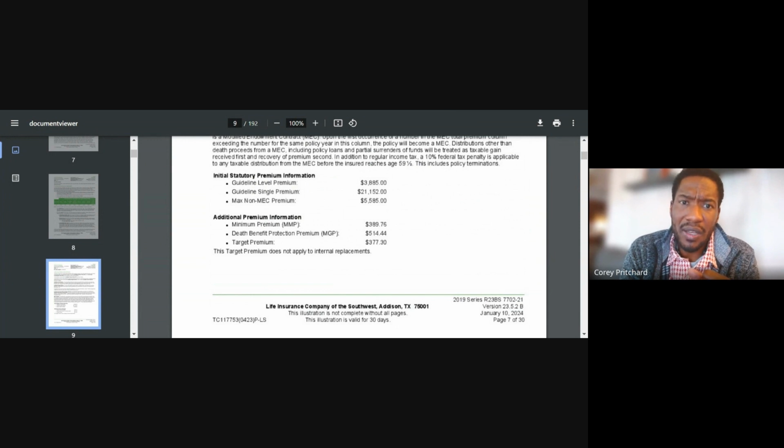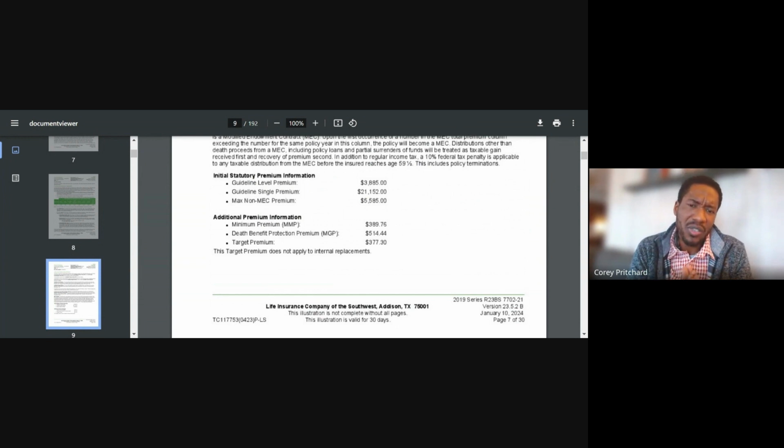Okay, so going down to this page, I believe it's page number 9. Here's what I want you to be able to see. This guideline level premium amount, this is what I base the premium on. Based on the amount of money that you said you wanted to put into the policy, that's called the guideline premium. It shows me on a schedule the amount that I can actually put in there. So if I take that 3,885 and divide it by 12, what I came up with is $323.75.